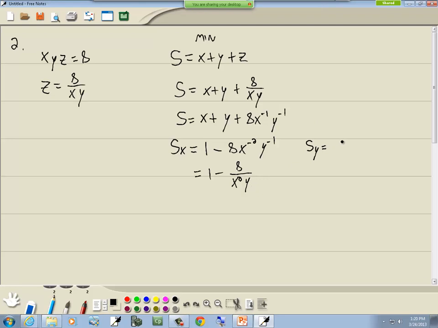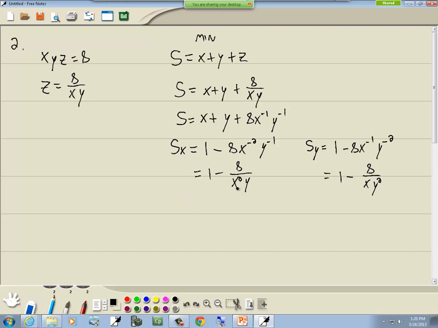Take partial with respect to y. The x drops away, the derivative of y is 1, minus 8, and then the x to negative 1 is constant, so that stays there. And we put that power out in front, so this is now y to the negative 2. Which gives us 1 minus 8 over x y squared.